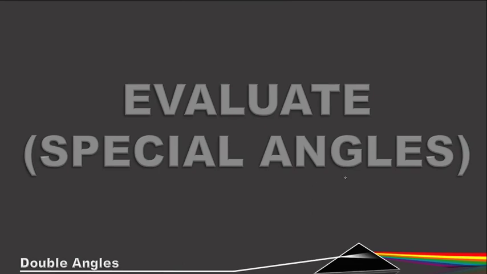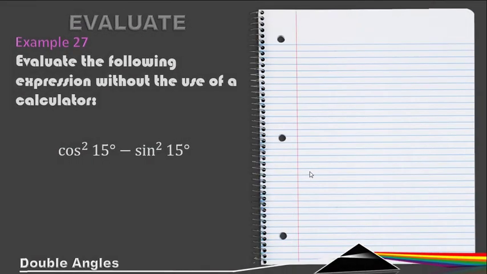So we're going to start with evaluating. The first example, example 27, says evaluate the following expression without the use of a calculator. So if I have cos squared 15 minus sine squared 15. If I know my double angle formulas off by heart, I know that cos 2 theta is also equal to cos squared theta minus sine squared theta. So then I would be able to recognize this expression.